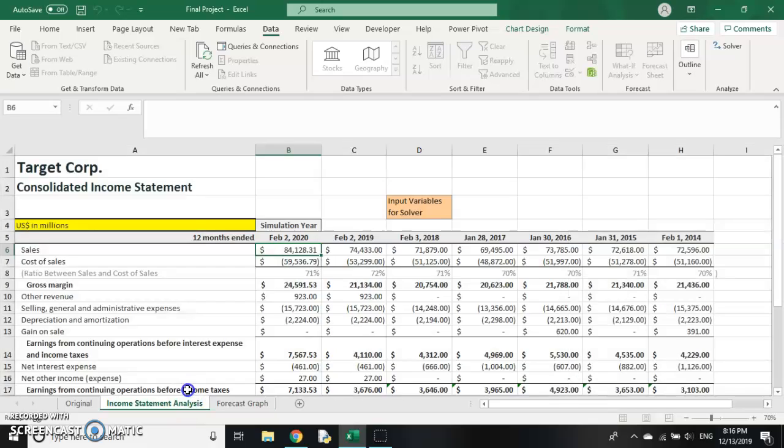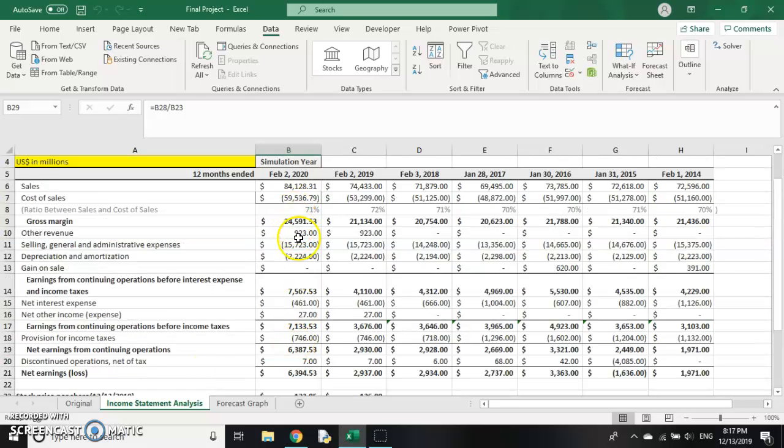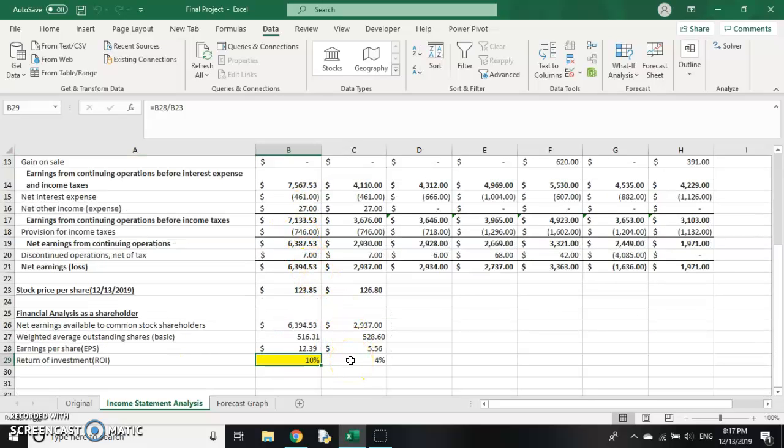So I do not think Target is going to have a 10% return on investment in the year 2020, not even close. As a potential investor, I would not choose to invest in Target for now.